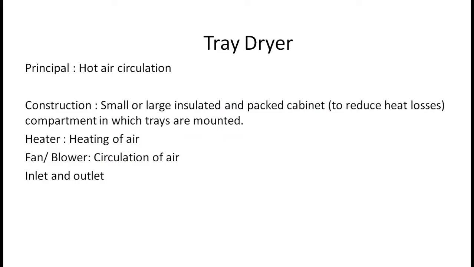The principle is hot air circulation. In the tray dryer, the hot air is circulated. The construction of the tray dryer is a small or large insulated, packed cabinet to reduce heat losses, with compartments in which trays are mounted. The heater is provided for the heating of air. Obviously, for drying we need hot gases, and for that a heater is needed. Fan and blower are also provided in the tray dryer, which circulate the air, and obviously an inlet and outlet.